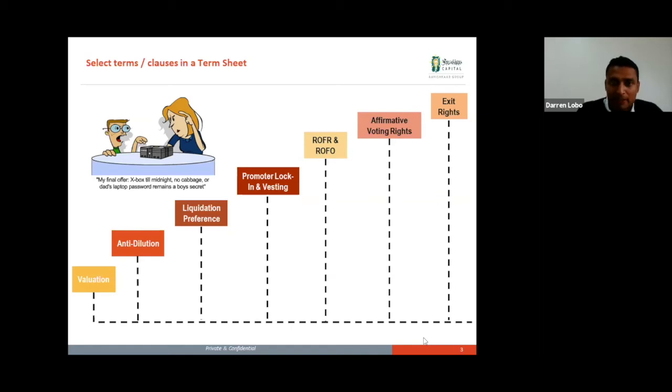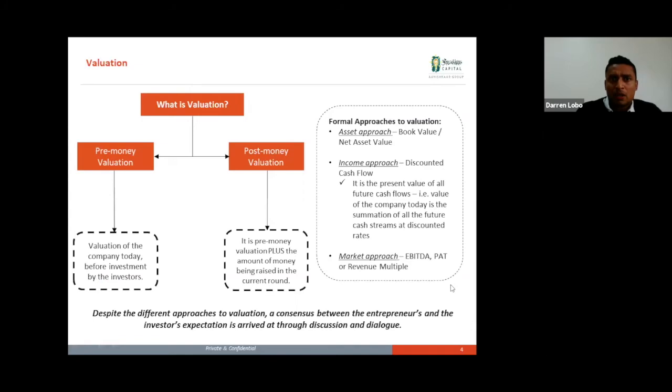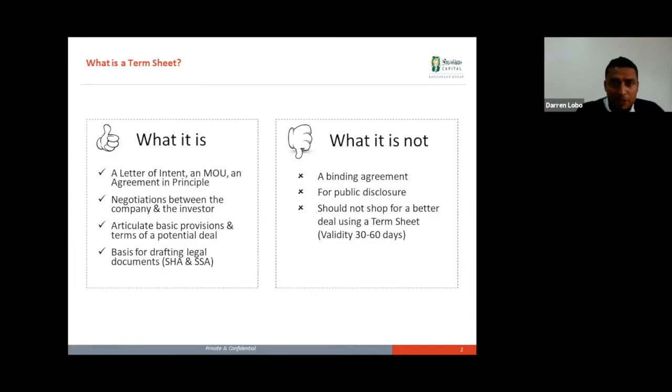So what I was explaining earlier was that the term sheet is essentially a letter of intent. It's not a binding agreement except for the one clause that's around exclusivity, right? And I mentioned why investors want exclusivity, because they want some level of commitment from entrepreneurs that they are committed to the process, and the investors are certainly not wasting his or her time.